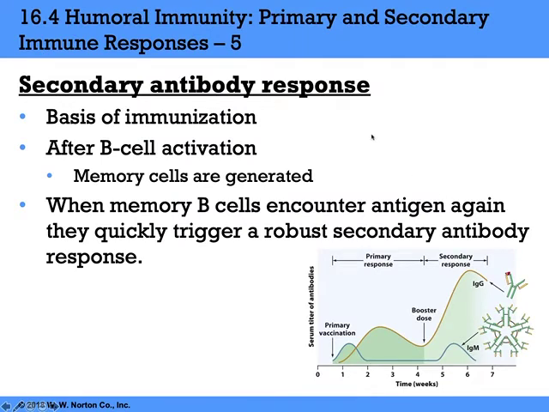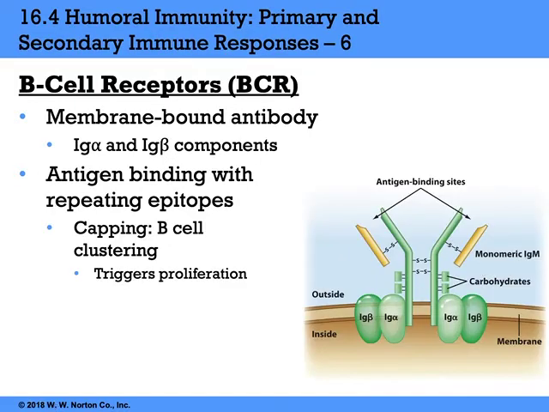In the secondary response, after we've activated the B cell, memory cells are made, okay, and when the memory cells see that antigen again, they immediately produce in large quantity, all right, the more effective antibody class, the IgG, and we do it over a much shorter time frame, okay? And that's why generally you don't get sick a second time with the exact same strain, okay?